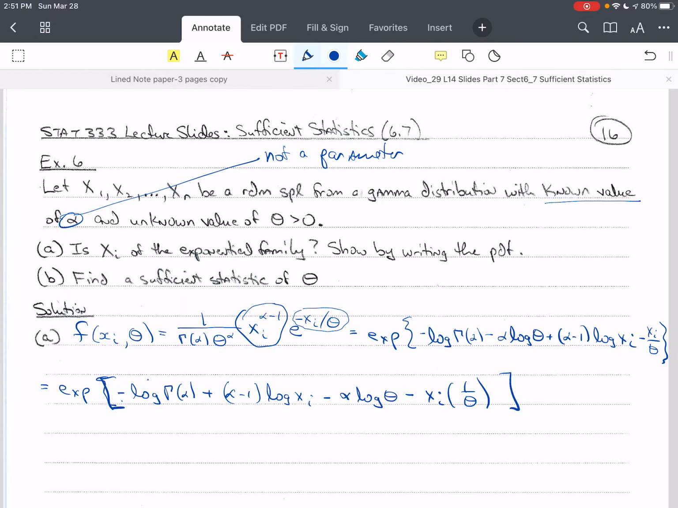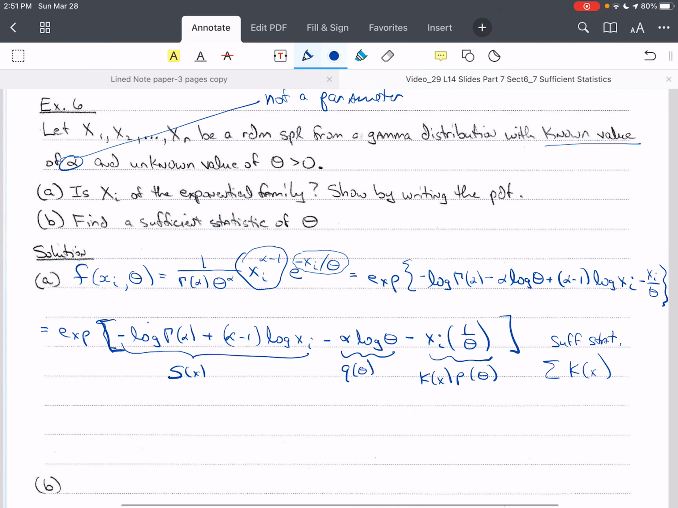Now this is s sub x. This is q sub theta, and this is k of x times p of theta. And remember that the sufficient statistic is the sum of k of x. That's the sufficient statistic. So we can find that, but that's part B, I believe, or the next, let's see.